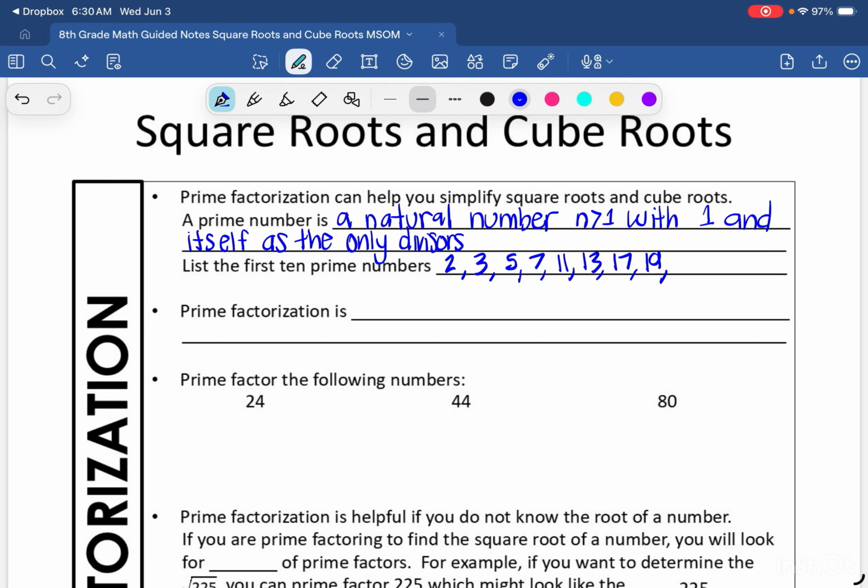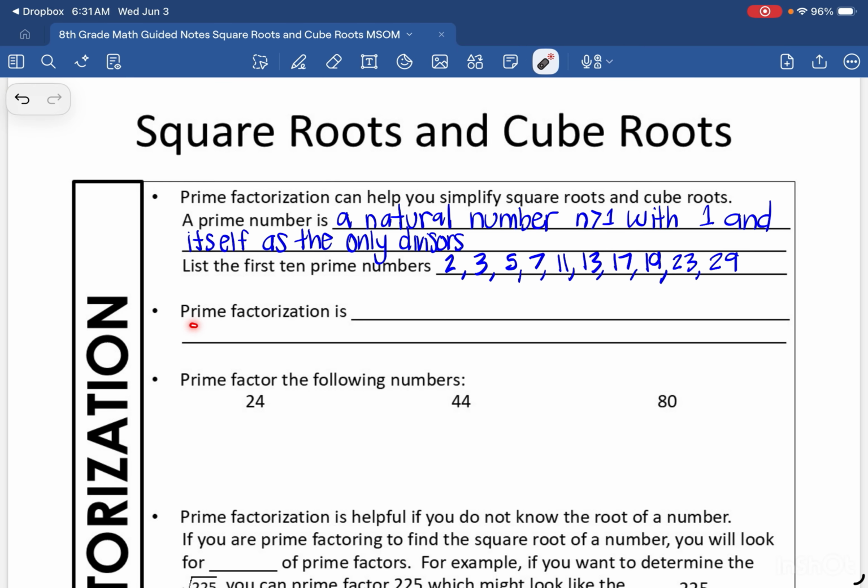20 is even. 21, I can also divide by 3 and 7. 22 is even. 23, yes, that's only divisible by 23 and 1. 24 is even. 25, it'd be 5 and 5. 26 is even. 27, well, that can be divisible by 9 and 3, so not prime. 28 is even. 29 is divisible by only 29 and 1.